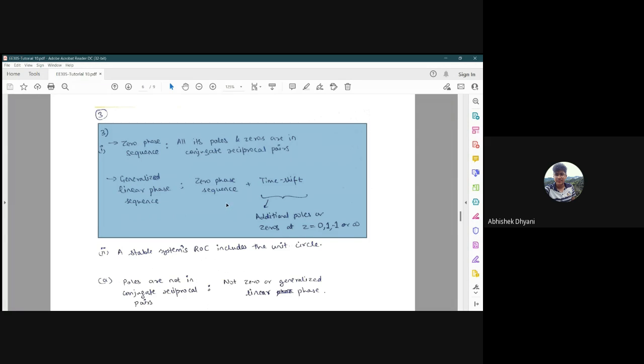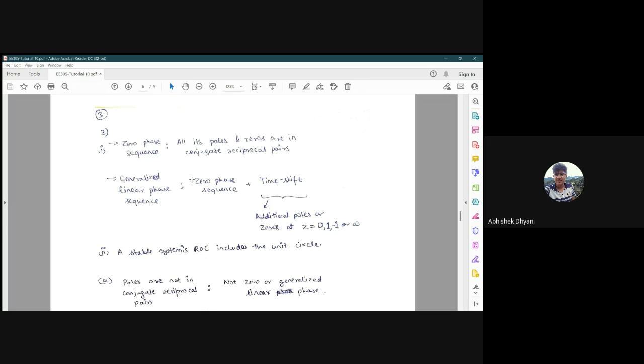Okay, sir. And these are different. It is not that this is some special case. Zero phase sequence is not a special case of generalized linear phase sequence, because here, if we look at the phase contribution, it is 0, and for a generalized linear phase sequence, the phase is some affine function of omega. We have something like minus omega alpha plus some other term. So that's why they are different.